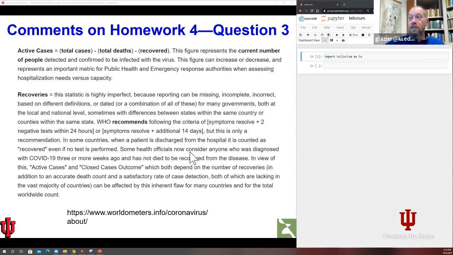then some health officials now consider anyone who's diagnosed with COVID 3 or more weeks ago who has not died to be recovered. So that means that that curve is calculated by assuming that everybody recovers after 3 weeks. In which case, it's not surprising that our recovery rate was once per 3 weeks, because that was assumed in the data set. So our fit was actually pulling out a number that was already in the data.